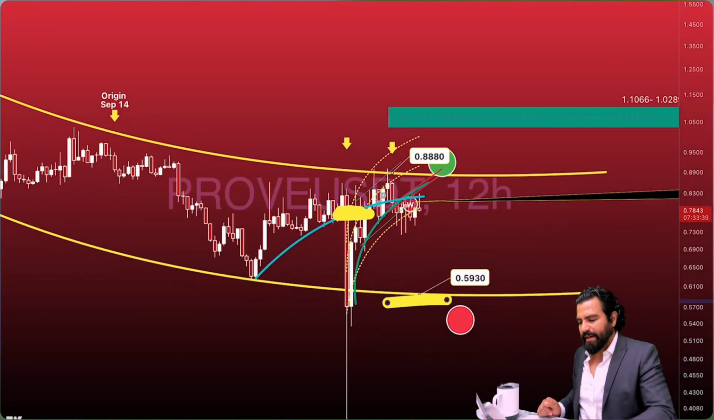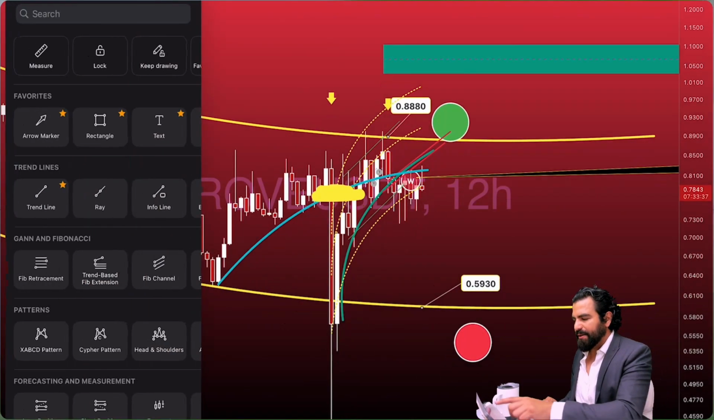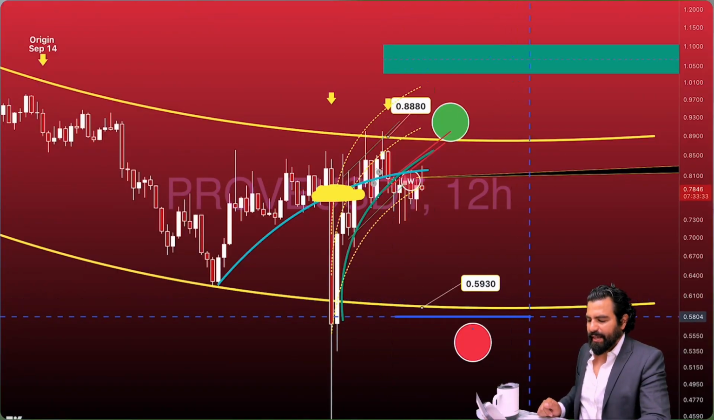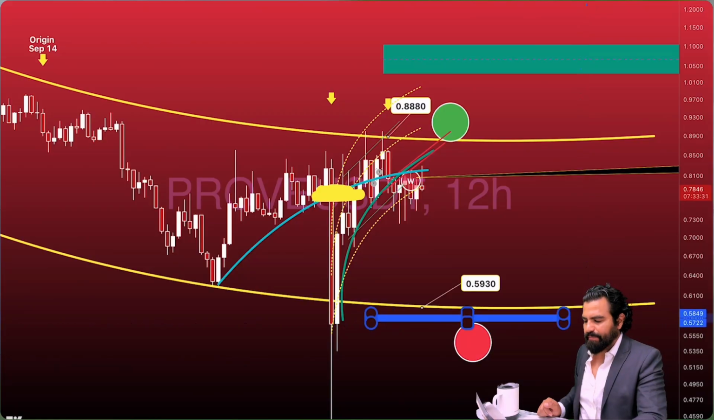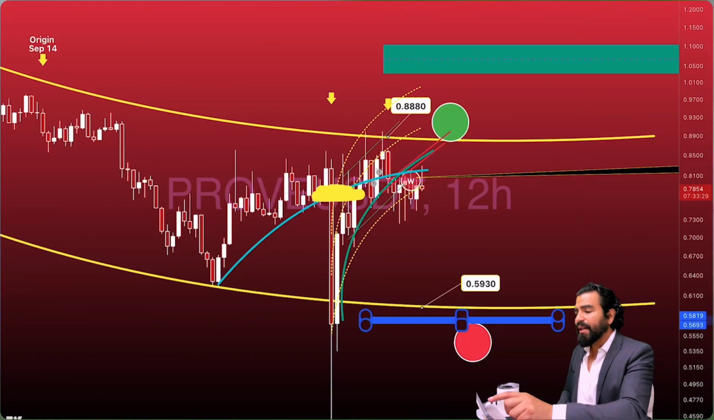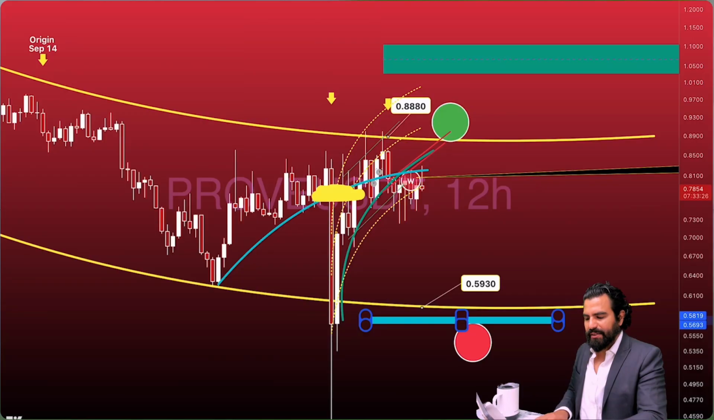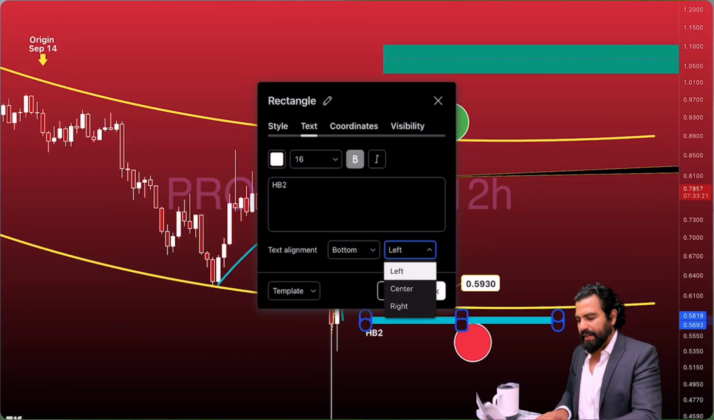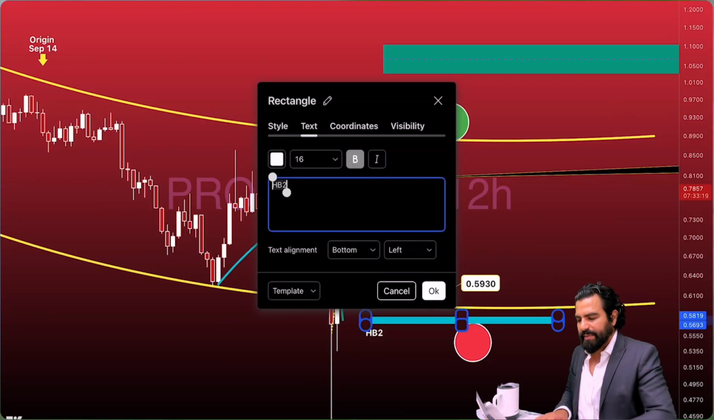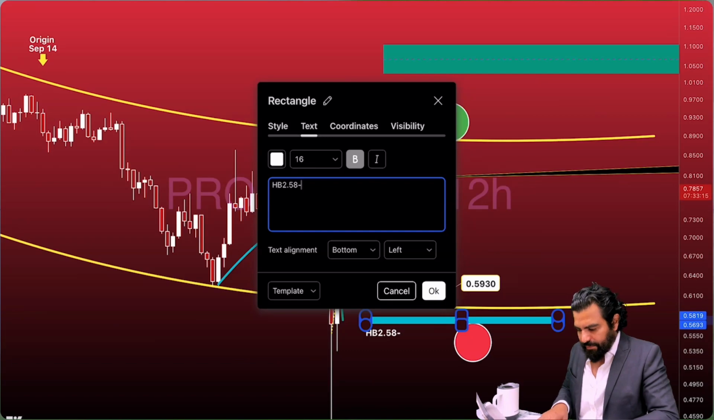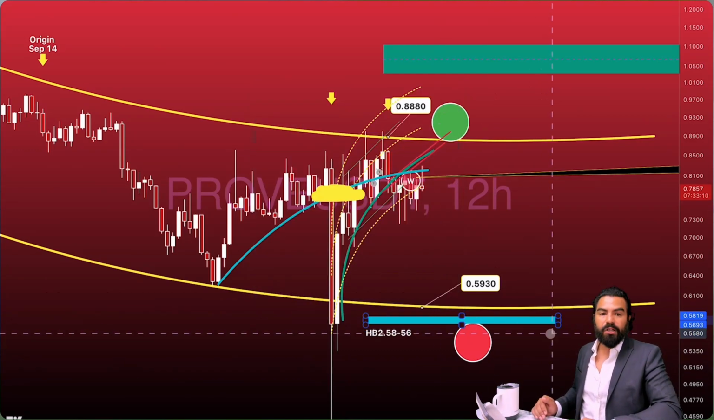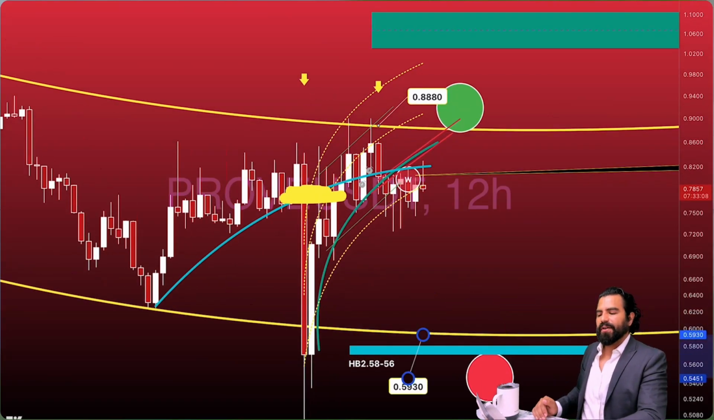We could identify that in this chart, which we're going to do approximately right now, by just drawing a rectangle in the general area where the core is, and the core is going to be about right there, right? So we're going to give this a label. I usually use light blue when I do this, and I'm going to call this HB2, and I'm going to put it at the left side. Okay, so HB2, and I'm going to give it a price, 0.58 to 0.56, and I'm going to tell you what this means for me in just a few moments. Okay, so right now this is an area I definitely want to keep my eye on.